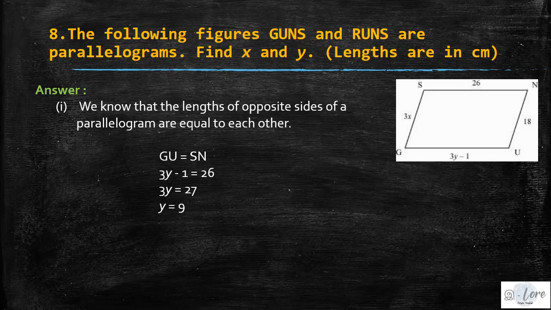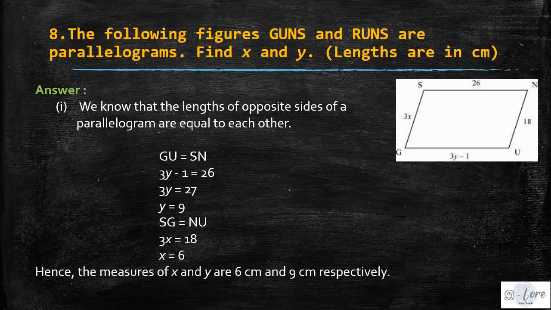Now similarly we can apply it for the second side. UN is equal to GS? Yes or no? Just think over the problem. Yes. So SG is equal to NU. The opposite sides are equal. So 3x is equal to 18. The value of x is equal to 18 by 3, which gives the answer as 6. So the measures of x and y are 6 centimeters and 9 centimeters respectively.